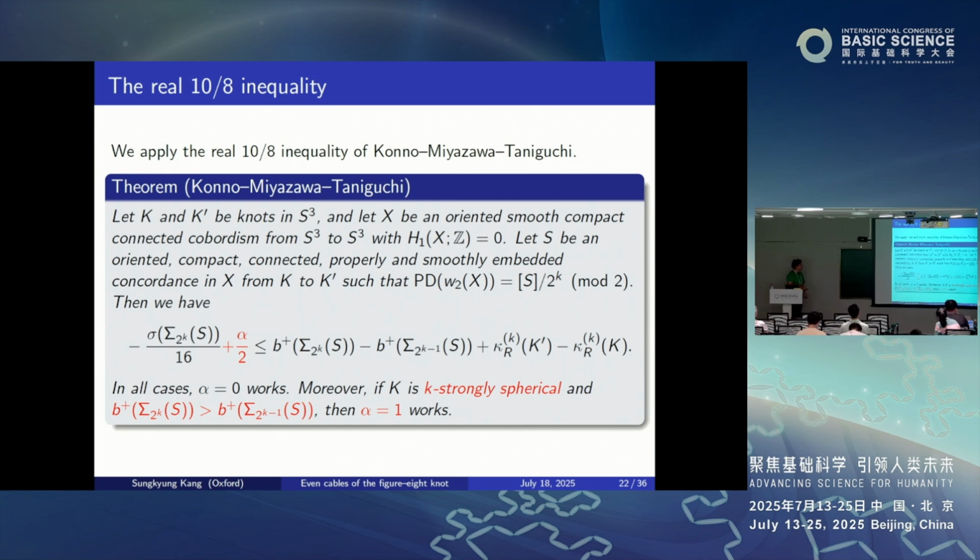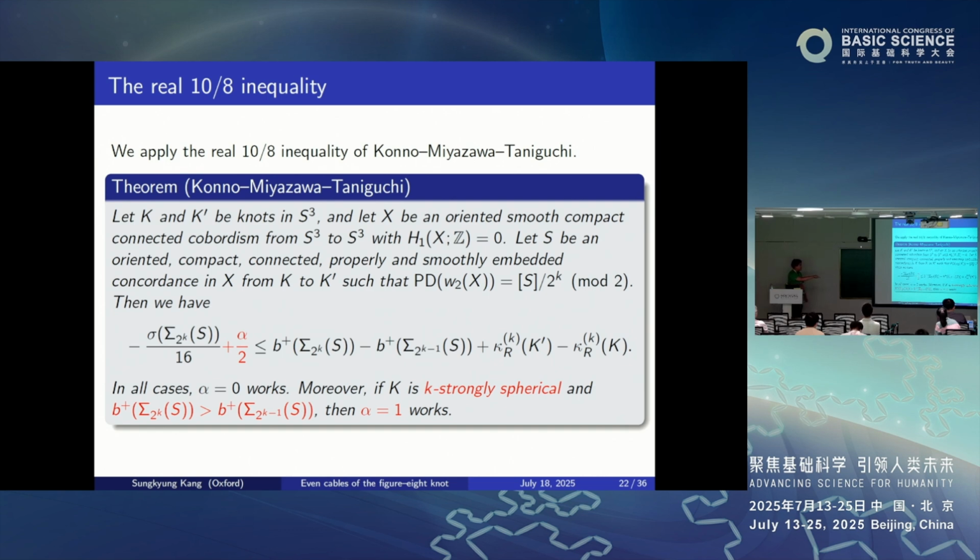This idea of using the 10/8 inequality to obstruct knot sliceness was initiated by a paper of Andrew Donald. So we're basically trying to do their strategy, but in the real setting. Anyway, this is our inequality.